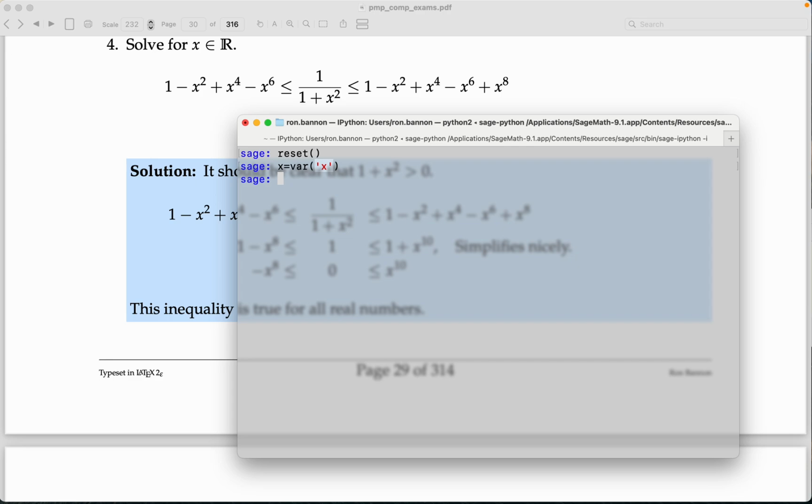I think I've solved inequalities, right? So let's do that again. Solve. And what do we solve? Let me see. 1 plus x squared. My claim was this was always a positive number. So let me put that down and show you that's true by using Sage. Yep, it's true for all real numbers.